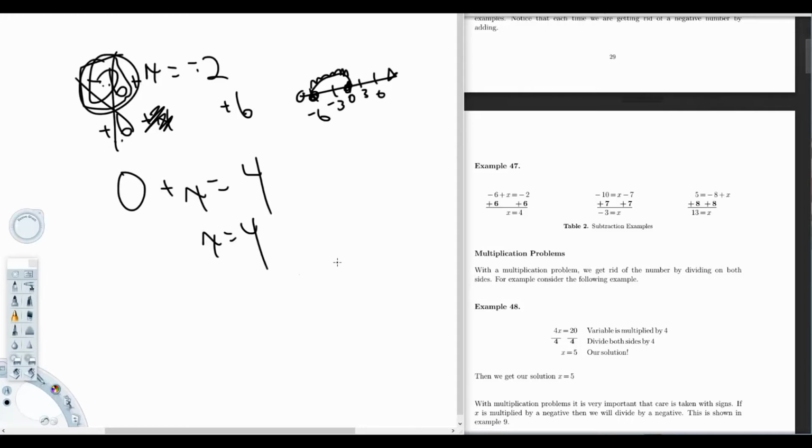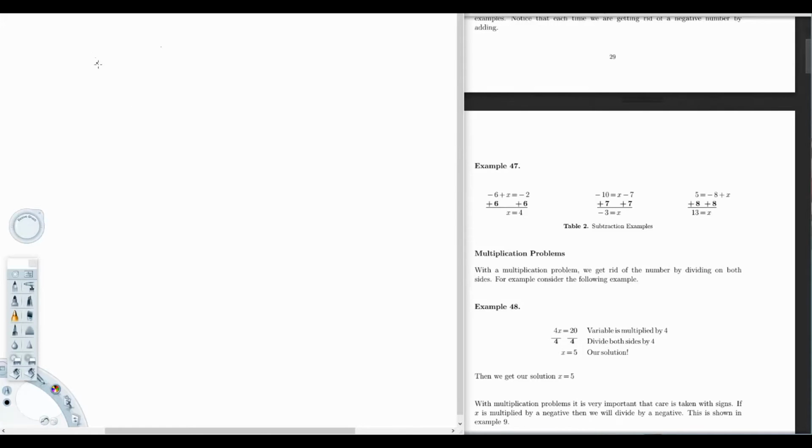All right. Next problem. Negative 10 equals x minus 7. So I want to solve for x, right? I want to find the unknown. We don't know what x is. We know what everything else is. I know what minus 10 is. I know what minus 7 is. We don't know what x is. So how do I solve? Simple. You add the same number on both sides. Don't forget to do it on both sides.